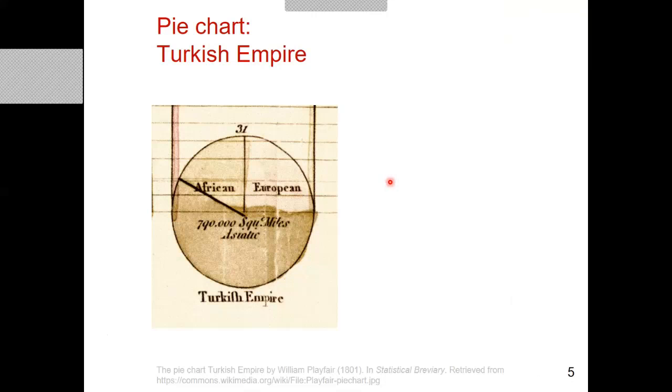Now, the second problem is that comparing the size of slices is extremely difficult. Maybe not so much in this case when we have a really nice quarter, but still. And Edward Tufte, one of the pioneers of data visualization, said that the only worse design than a pie chart is several of them. But still, people like them, and they are really found everywhere.